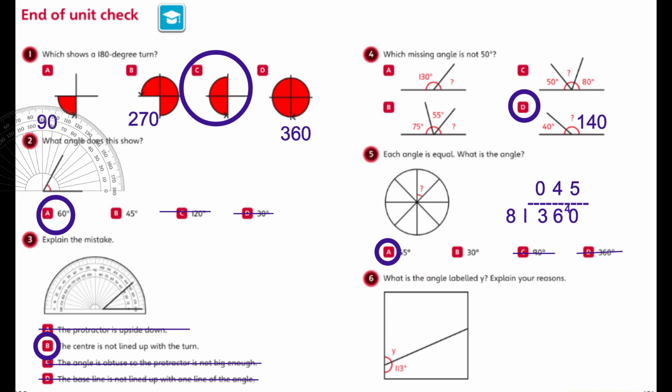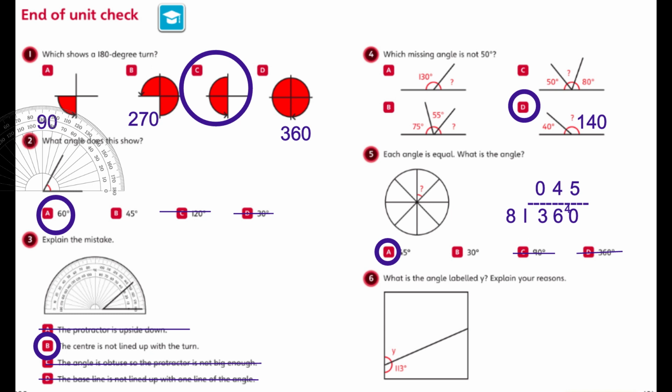Finally, let's take a look at question 6. What is the angle labeled Y? Explain your reasons. So you have to pay attention to both parts of this. You need to work out what the missing angle is, but you also need to be able to tell why. And notice that they said your reasons, plural. That means they expect more than one reason.